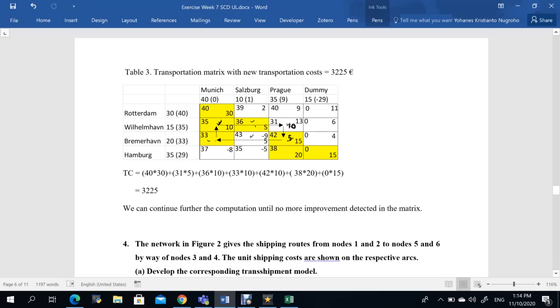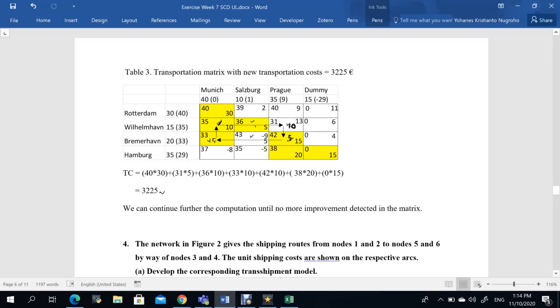From the previous one it was 5, and then here we have 10 plus 5. Here we have 15. Okay, and then we have a new total cost at 3325. We continue the computation further until no improvement is detected in the matrix. Okay.